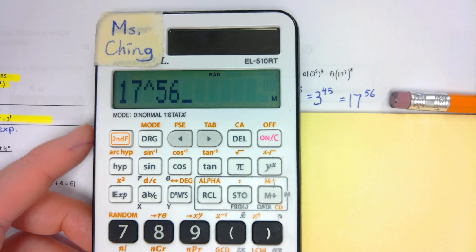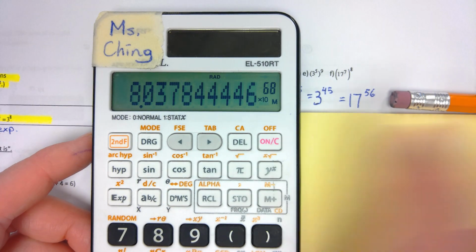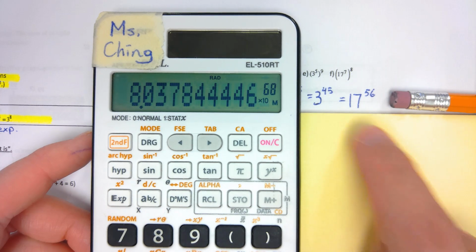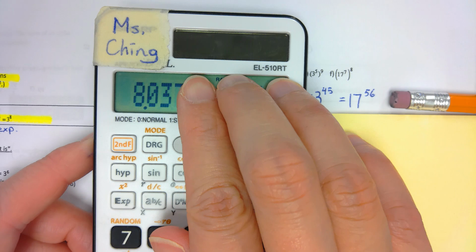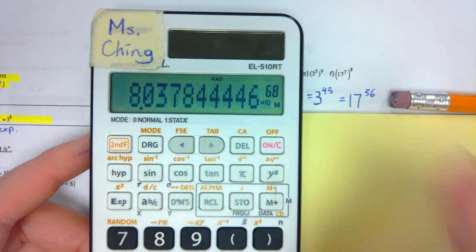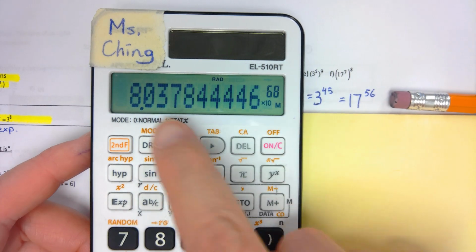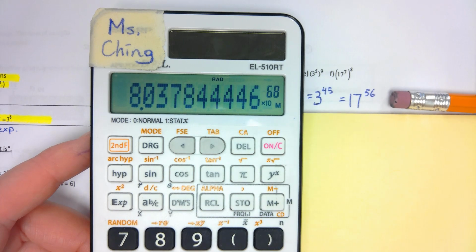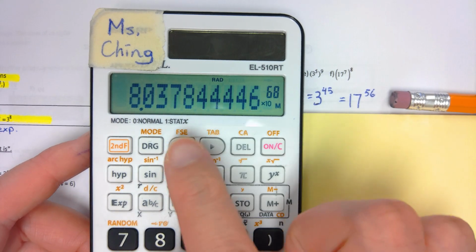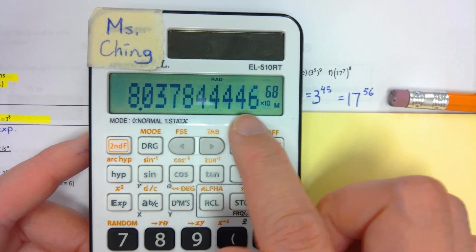So if you try to do this, okay, so when you do 17 times 17 times 17 times 17, 56 times, your answer is not 8. Okay? That's why yesterday we learned about scientific notation. So it's actually 8.0 all that times 10 to the power of 68. So my calculator here, 2, 4, 6, 8, 9.